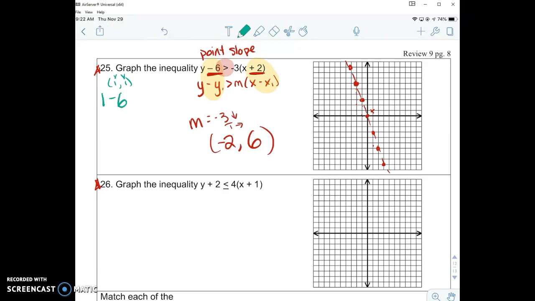1 minus 6 is greater than negative 3, x is 1, plus 2. 1 minus 6 is negative 5, greater than negative 3 times 3. Negative 5 is greater than negative 3 times 3 is negative 9. This is a true statement. Negative 5 is greater than negative 9. It's less negative. So I need to make sure that I shade over the point 1, 1.